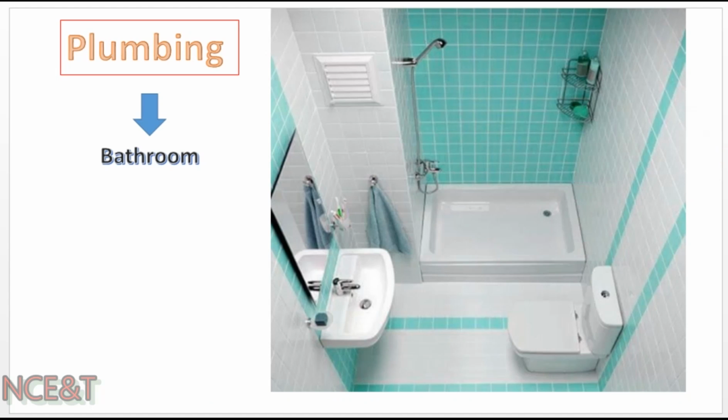Almost all bathrooms have WC, wash basin and shower, and there are two types of piping connected to this. One we call water supply, through which we supply the water to be used, and another we call drainage, through which we remove the used water from these fixtures.